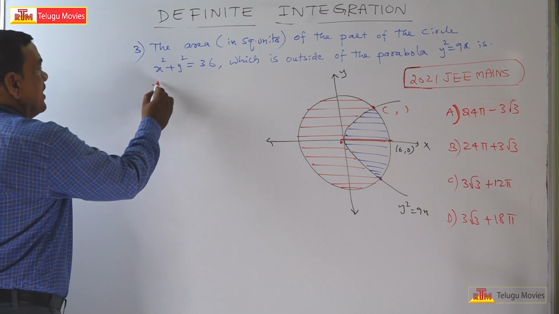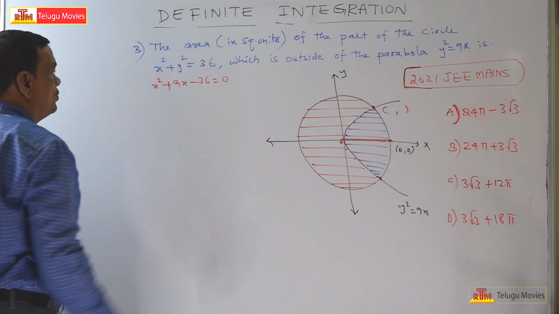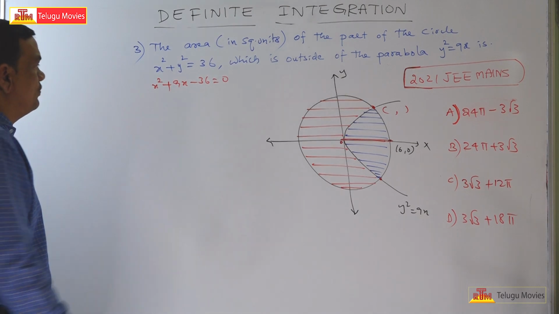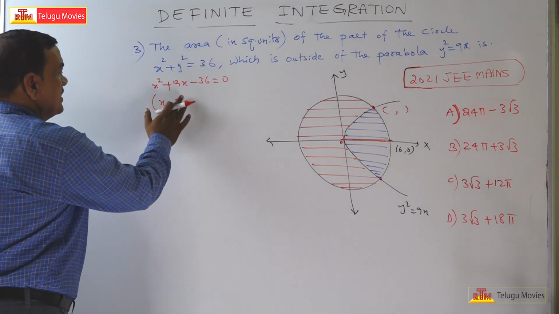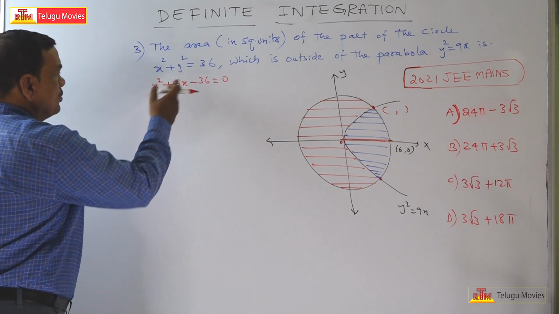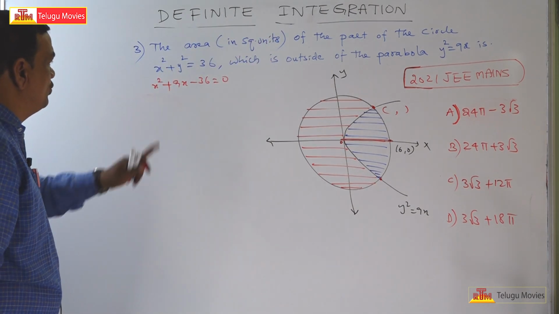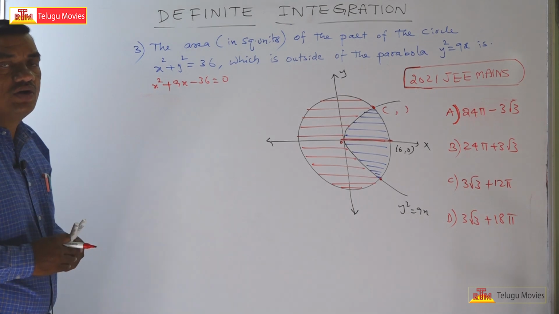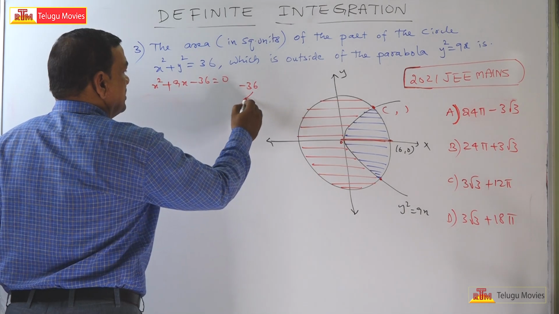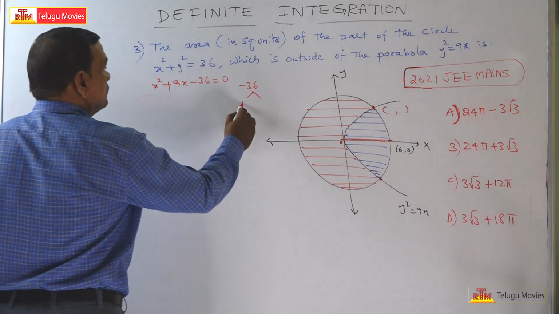See here, x square plus y square is 36. The y square value is 9x, so I have substituted: x square plus 9x minus 36 is equal to 0. Now find the factors here. 1 into minus 36, we have to get 9, so 12 and 3.